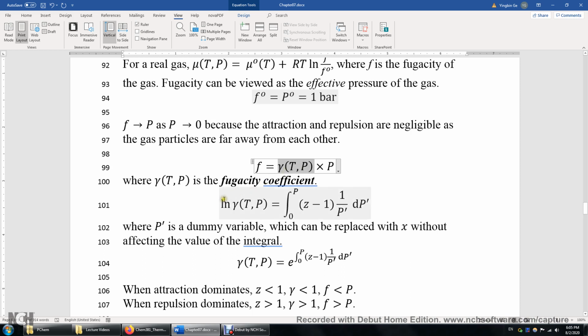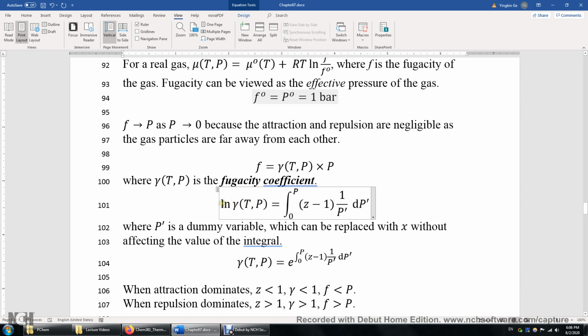So here is the equation to compute gamma. I'm not going to prove this. The logarithm of gamma is equal to this integral from 0 to pressure P of (Z minus 1) over P prime times dP prime. P prime is a dummy variable. You can replace this P prime with any other variable. The reason I use P prime is because I used P for the upper limit. So we can actually measure this Z and plug it in and then integrate Z minus 1 over P prime, and then we can get the logarithm of gamma, the fugacity coefficient.